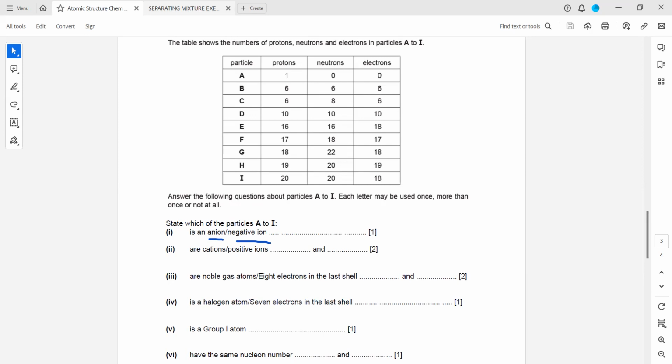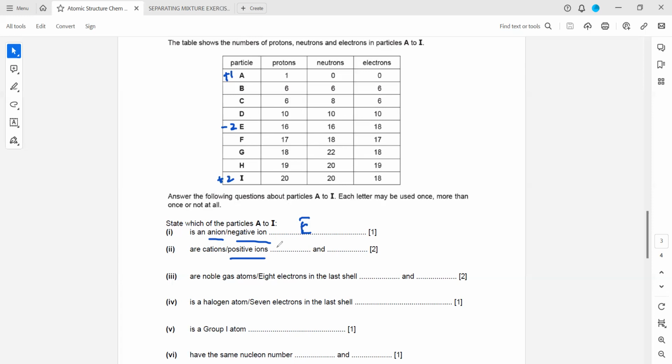So when we check the options, for A, it has more protons, so it will be positive, +1. B will be neutral. C will also be neutral. D will be neutral. E has more electrons, 18 electrons and 16 protons, so it will be -2. And what about F? It will be an atom. G is also an atom. H is also an atom. And I is positive, +2. So the negative ion is E.